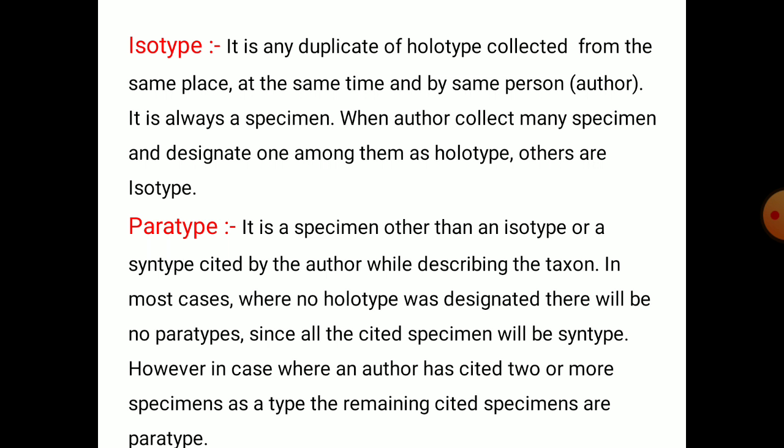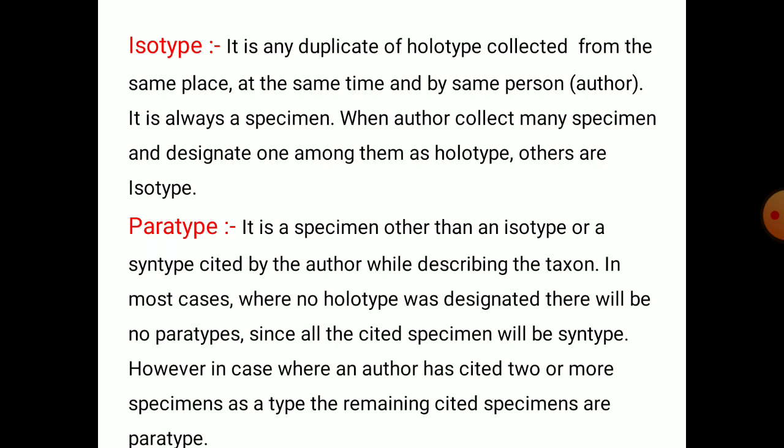It is always a specimen. When the author collects many specimens and designates one among them as a holotype, the others are isotypes. Just now I have told you, he will not collect a single specimen while going for collection. He will collect many specimens of that plant. And while collecting the many specimens, one of them is the holotype, and another is the isotype, which is similar to the holotype.